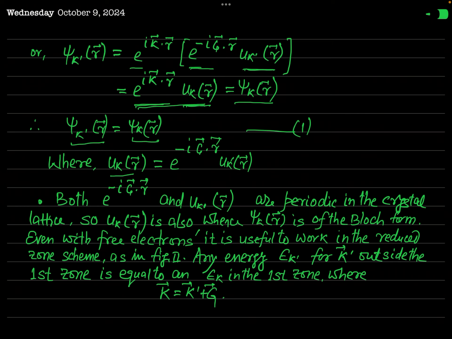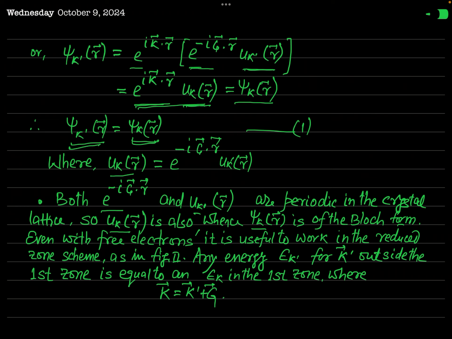This is the reason that we simply say that although the k dashed vector is outside of the first Brillouin zone, the functions psi k dashed of r and psi k of r are both equal. So you can say that both e to the power minus i g dot r and u k dashed of r are periodic in the crystal lattice. So u k of r is also periodic, and psi k of r is of the Bloch form.